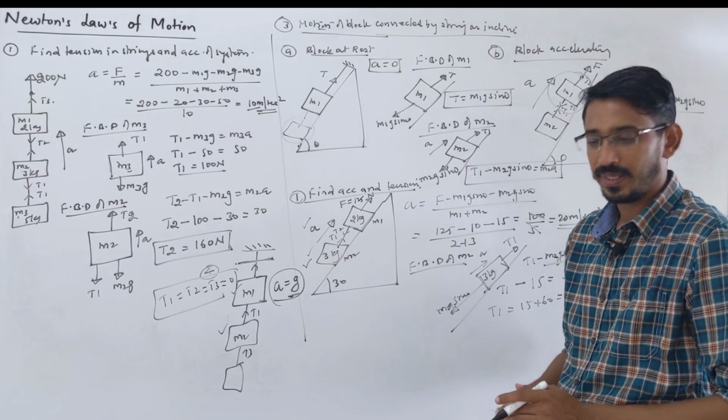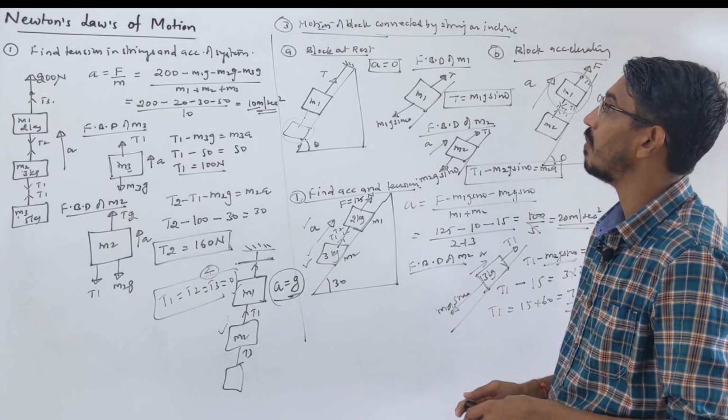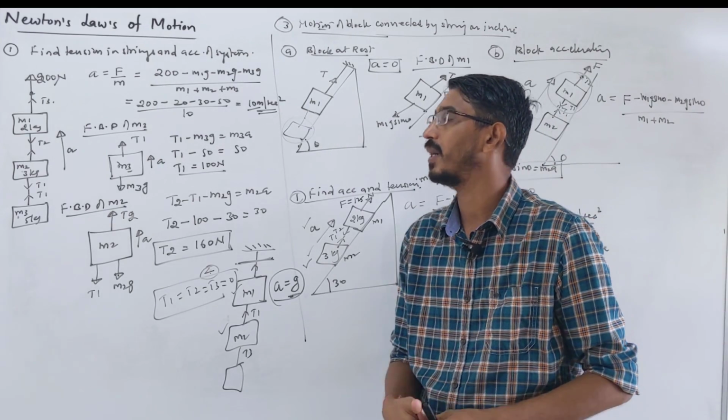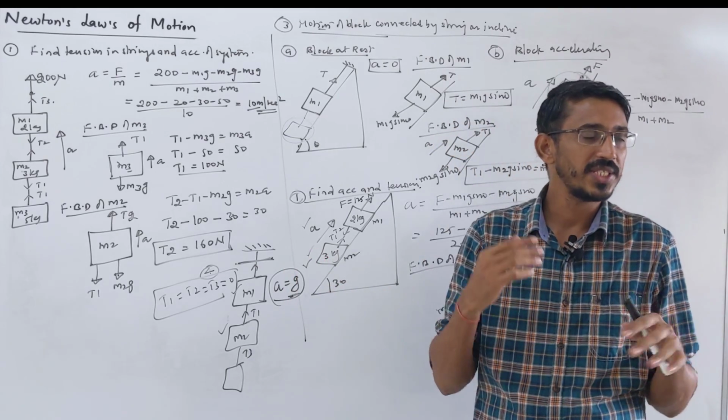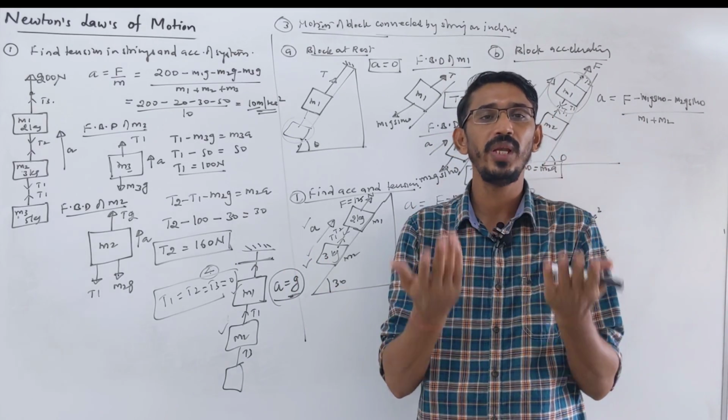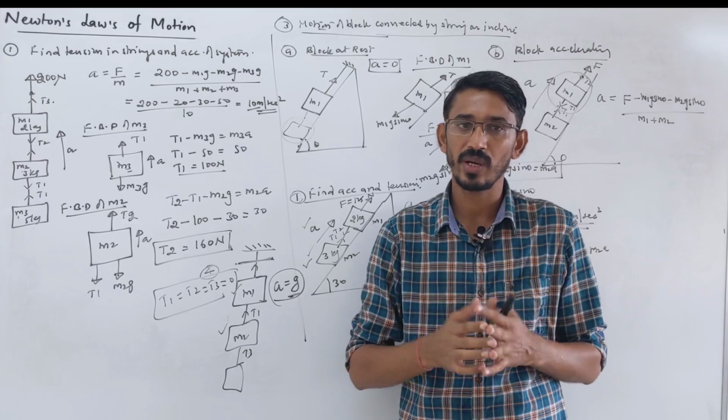The last case is the inclined surface type of problem. So these were all about the motion of bodies connected by strings. Now again we talked only about strings, but with pulleys we will talk in the next lecture.